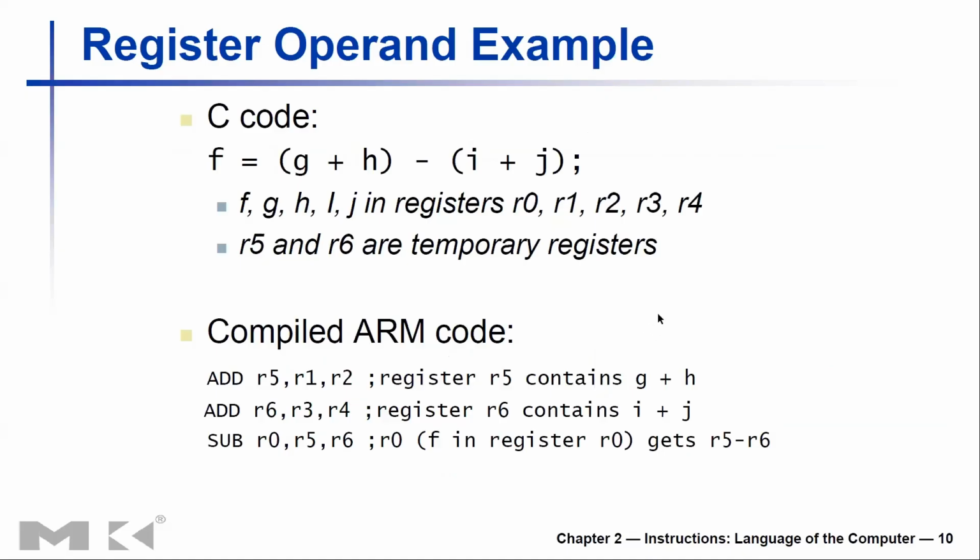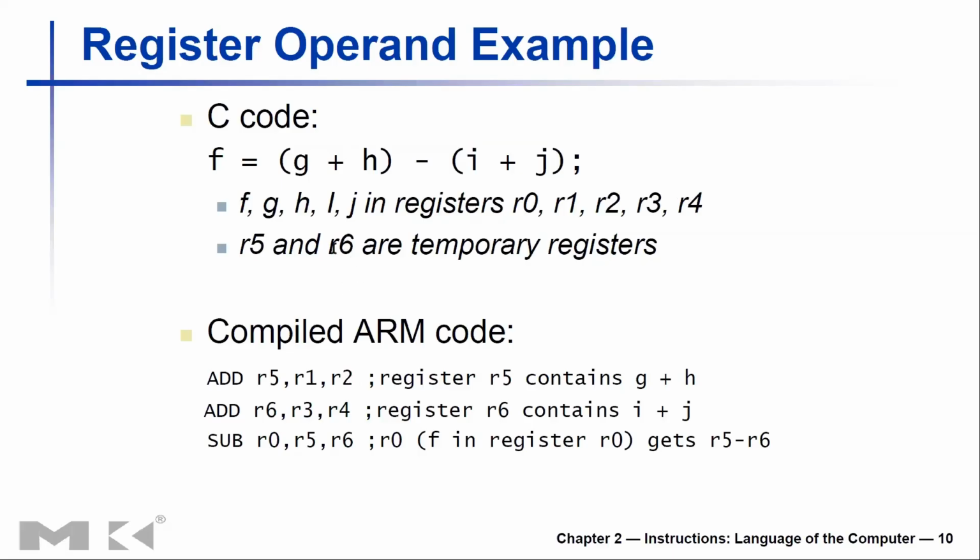Now, register operand example, we can formally look at register operands here. Earlier, we had the same C code line, f equals g plus h minus i plus j. All these values, g, h, i, j, and the result also, have to be put into registers available in the ARM processor, because at the end of the day, they have to be stored in real hardware. So in this example, we are going to store f in R0, g in R1, h in R2, i in R3, and j in R4.